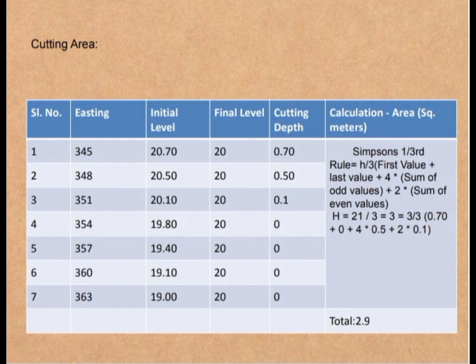And we have here the calculation of an area in square meters by using Simpson's 1/3 rule. So the formula is h over 3, the first value plus the last value plus 4 times sum of the odd values plus 2 times sum of the even values. So here h is equal to 21 over 3, which is equal to 3. So 3 over 3, open parentheses, then we have 0.70 plus 0 plus 4 times 0.5 plus 2 times 0.1. In all, if you total that, the total is 2.9 in cutting area.